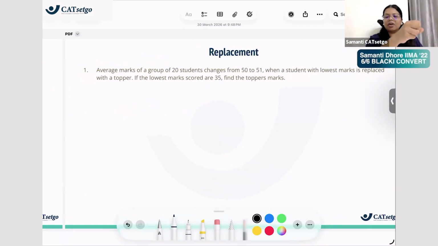ठीक है, addition subtraction में क्या हो रहा था कि either you add some extra data point to the set or you remove somebody from the set. In replacement, what happens is the total number of people remains same. If you remove someone, you replace that person with someone else.